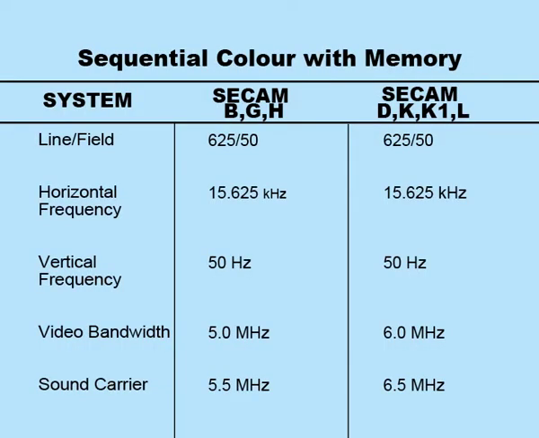The various parameters of the SECAM standard are as follows. Sequentiel couleur à mémoire, or sequential color with memory. System: SECAM BGH, SECAM DKK1L. Line or field: 625 by 50, 625 by 50. Horizontal frequency: 15.625 kHz, 15.625 kHz. Vertical frequency: 50 Hz, 50 Hz. Video bandwidth: 5.0 MHz, 6.0 MHz. Sound carrier: 5.5 MHz, 6.5 MHz.